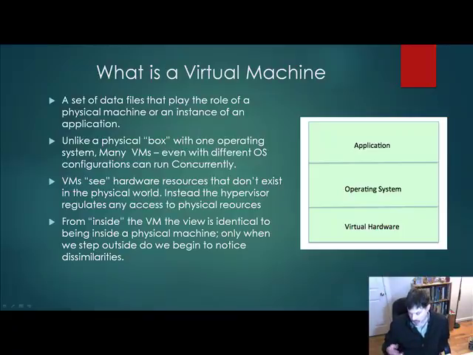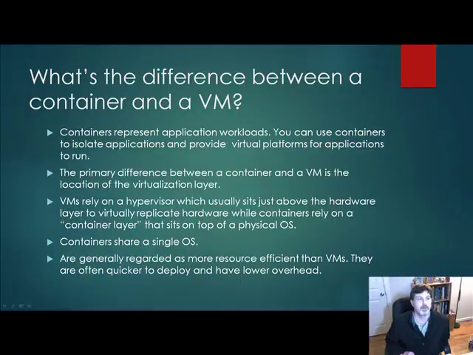Virtual machines, of course, see hardware resources that don't exist in the physical world, at least. They are instead created, and then we are negotiating those resources through the hypervisor and going to use the hypervisor to regulate any access to those physical resources that will mimic the resources that the virtual machine believes it has. If you're inside the VM itself, then the view that you see is going to be pretty much identical to what you would normally see from the inside of a physical machine. It's only when we step outside of the VM world that we begin to notice some dissimilarities, and we'll talk a little bit about those today.